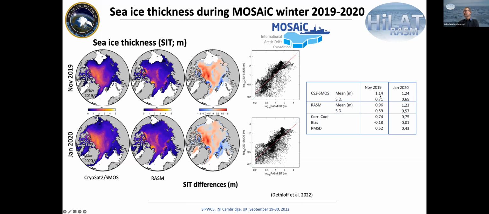If you look at the statistics in terms of the mean and the standard deviation between Cryosat-2 SMOS and RASM, between November and January, RASM is doing relatively well, both in the mean and standard deviation as well as correlation. And the RMSD is roughly, as I said, 0.4, 0.5 meter, which, keep in mind, is comparable to the uncertainty in sea ice thickness estimates from Cryosat-2.